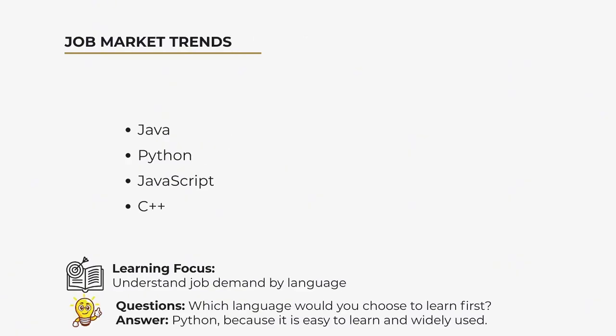Job market trends. The job market needs programmers. Java is in demand. Python is in demand. JavaScript is in demand. C++ is also needed. Learning these languages increases job opportunities.